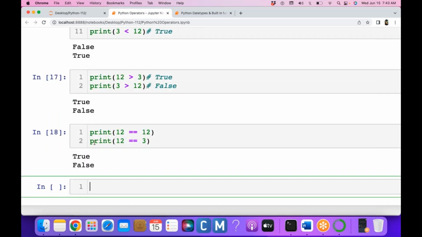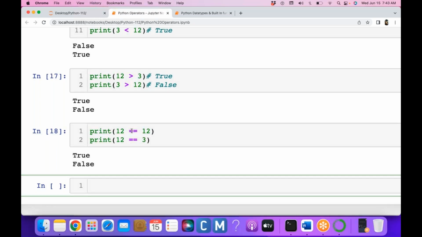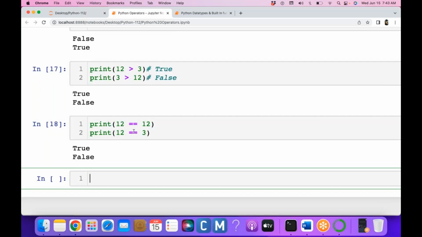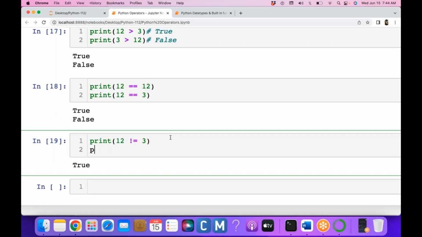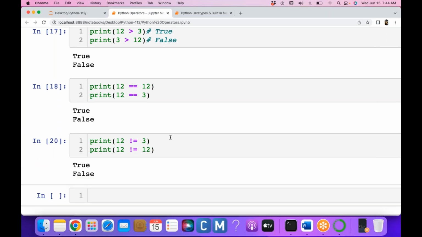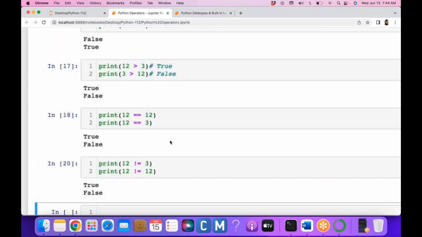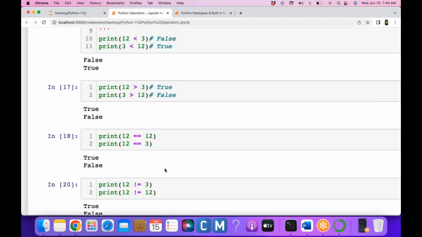So the first one is true because both objects are the same. If both objects are different, then it will be false. If you go with not equal to, if and only if both are different, then only it can be true. If both are the same, it returns false. Note this for example.